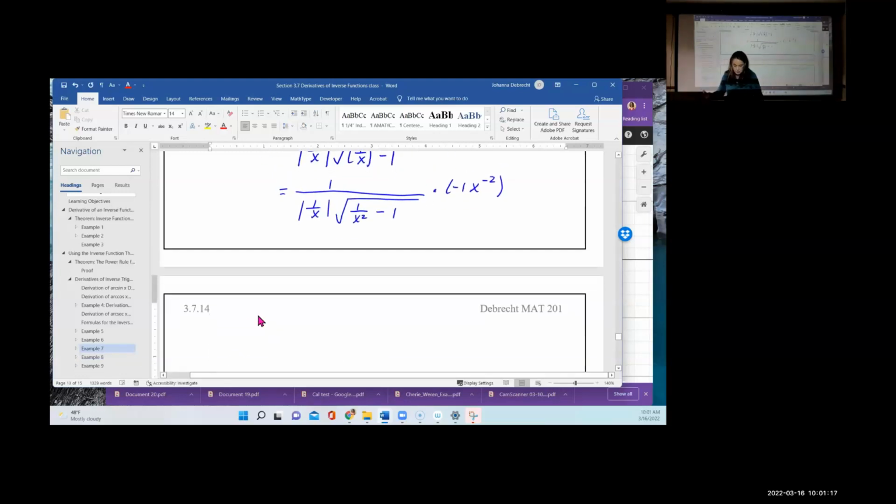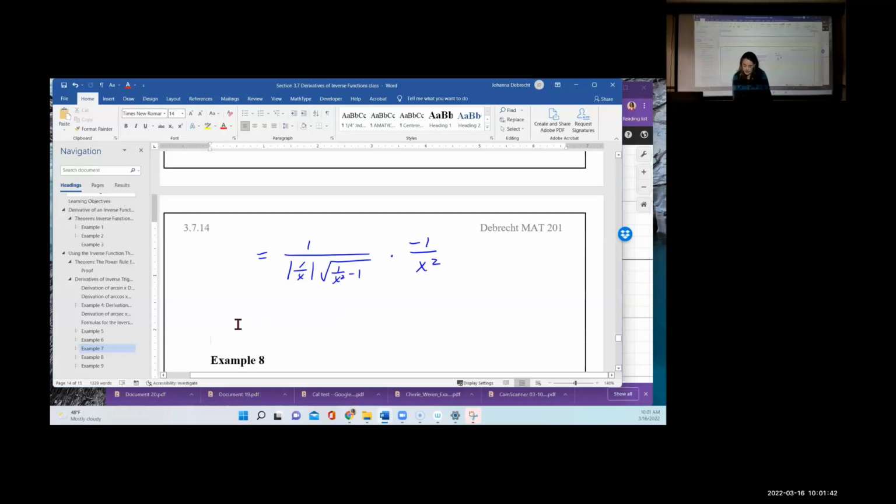And remember, I said this is one that shows up quite a bit and might be worth memorizing at some point. So I have 1 over the absolute value of 1 over x times the square root of 1 over x squared minus 1 times negative 1 over x squared. The negative 1 can go into the numerator and the x squared can go into the denominator. And this leaves us with negative 1 over x squared times the absolute value of 1 over x times the square root of 1 over x squared minus 1.